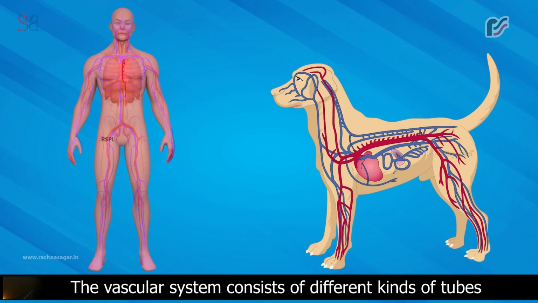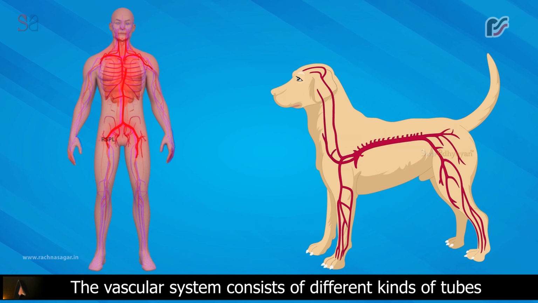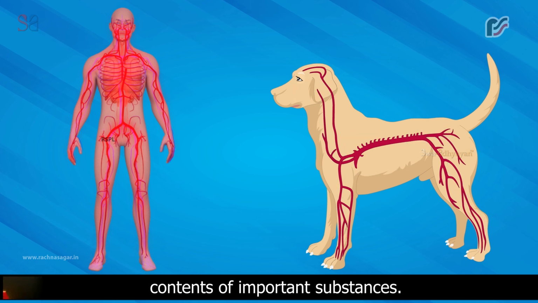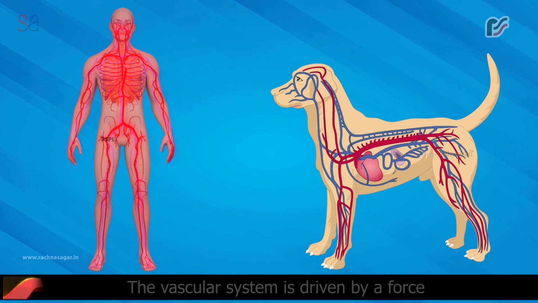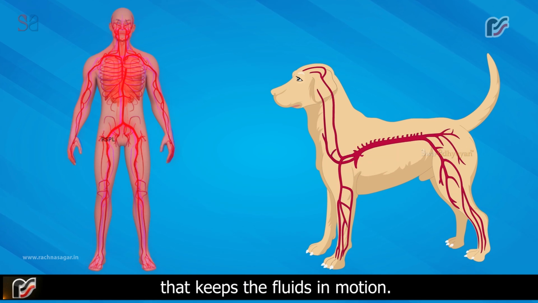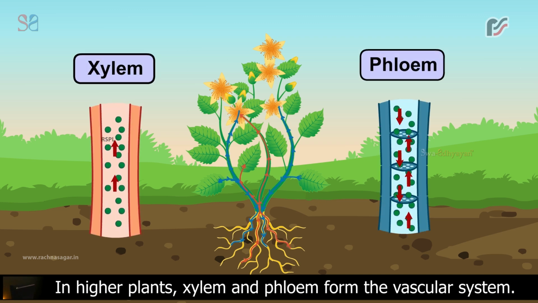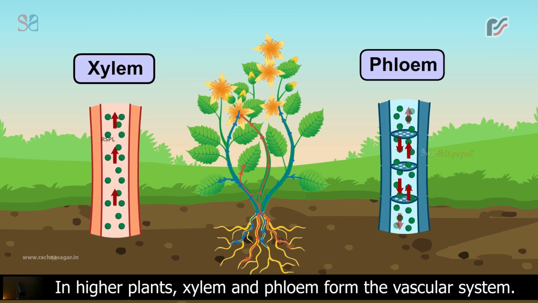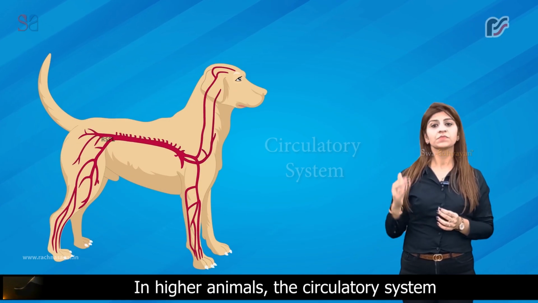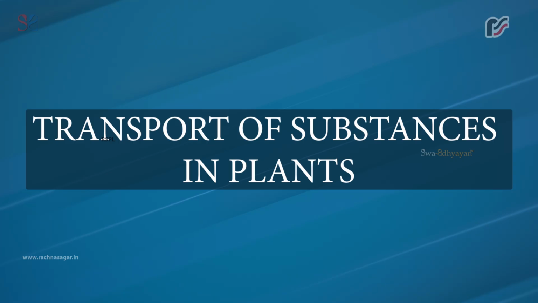The vascular system consists of different kinds of tubes which carry different fluids with its contents of important substances. The vascular system is driven by a force that keeps the fluids in motion. In higher plants, xylem and phloem form the vascular system. In higher animals, the circulatory system is the principal component of vascular system.